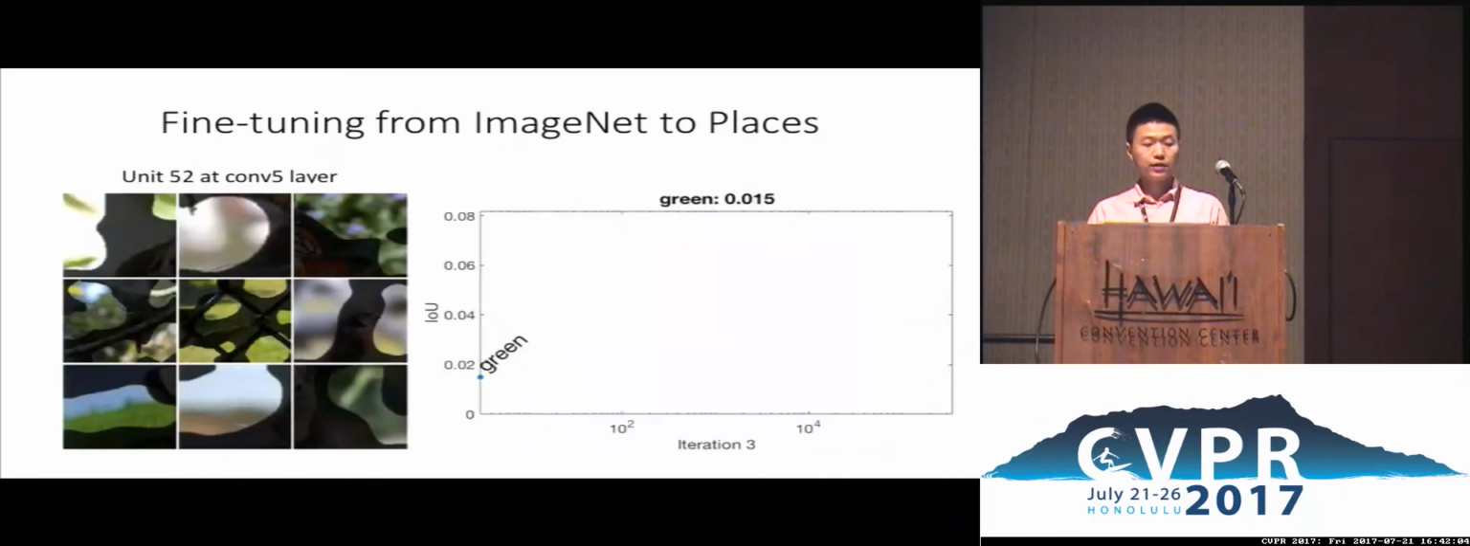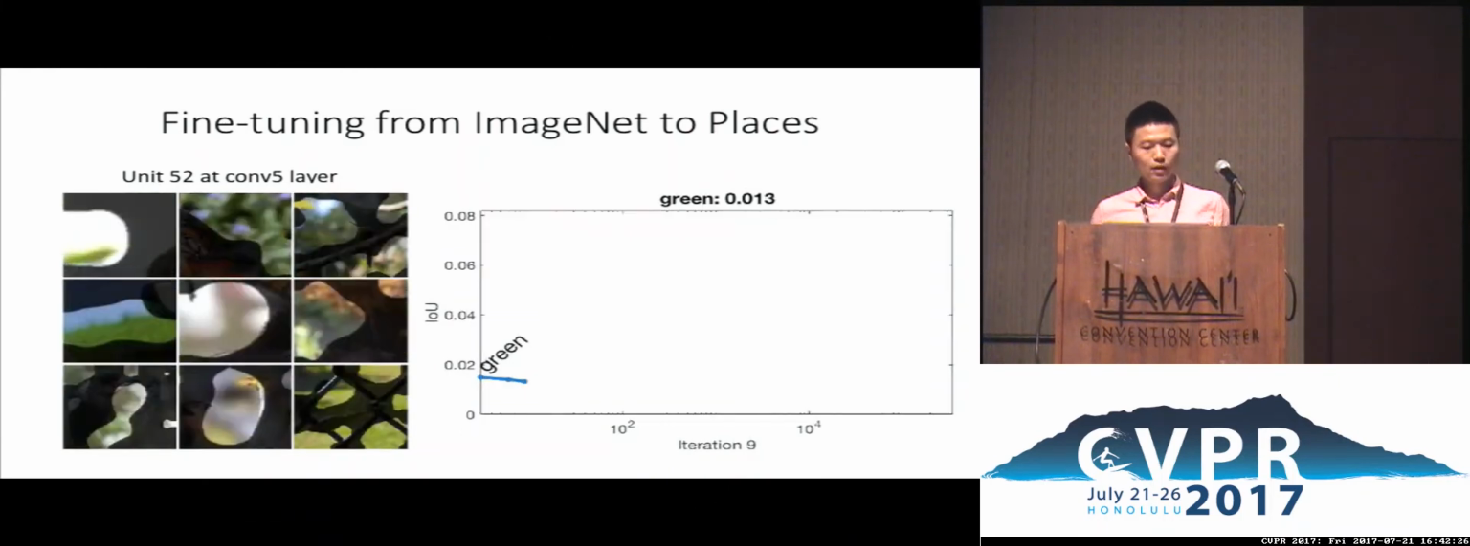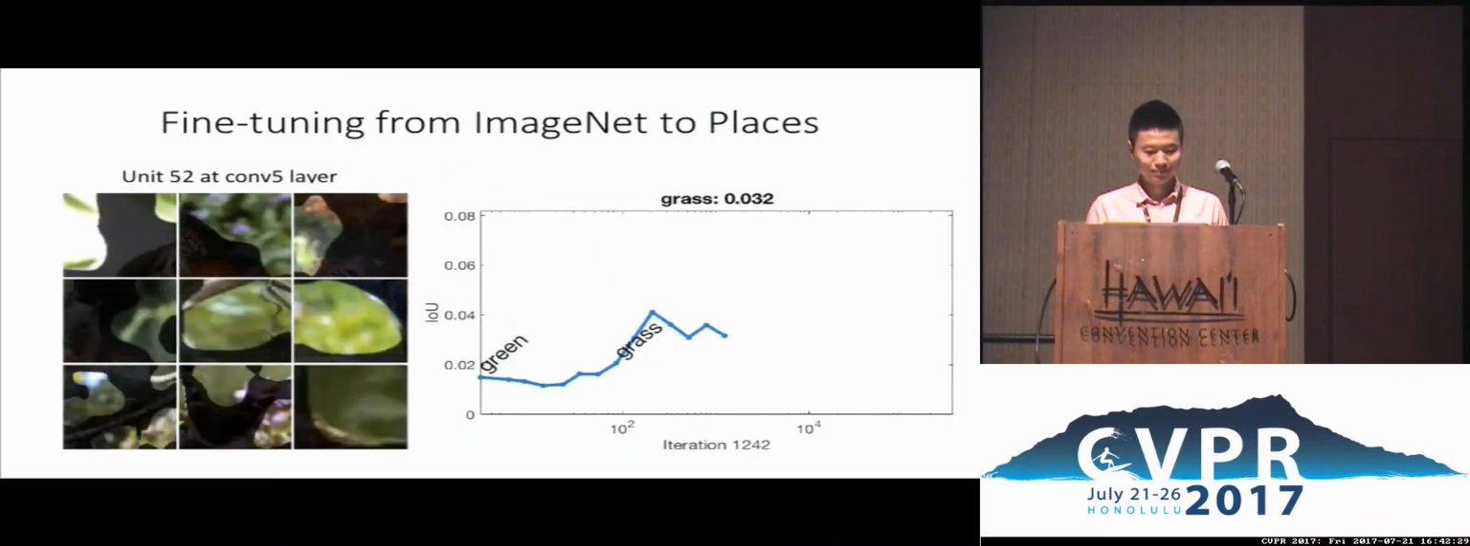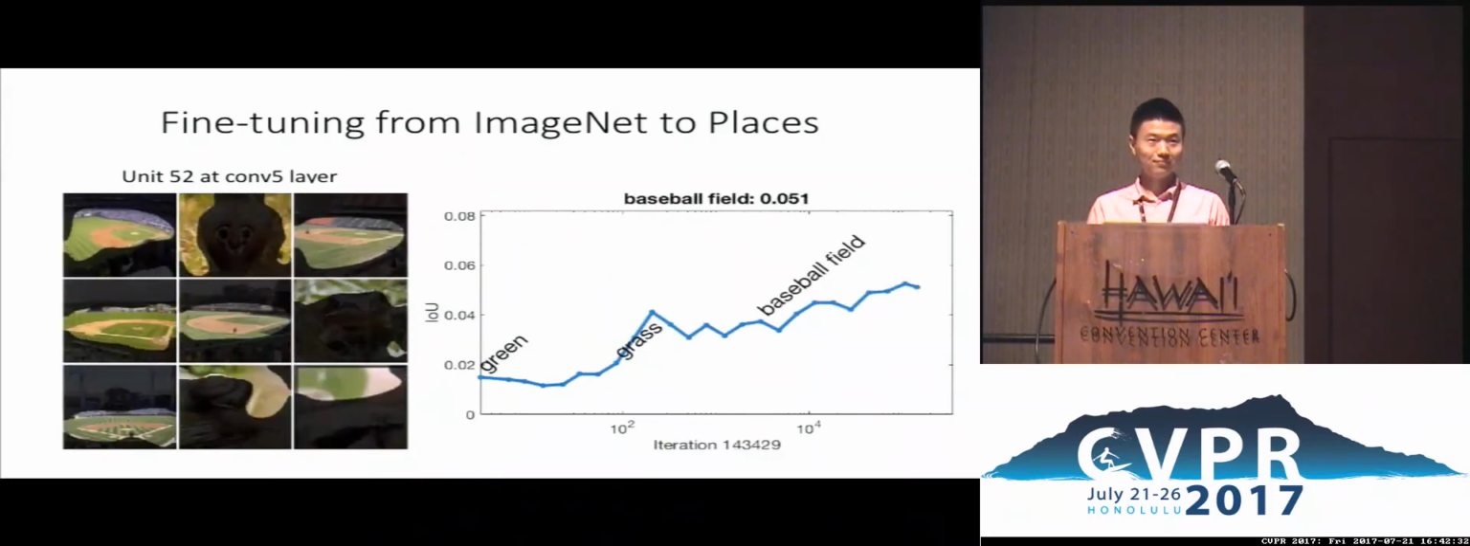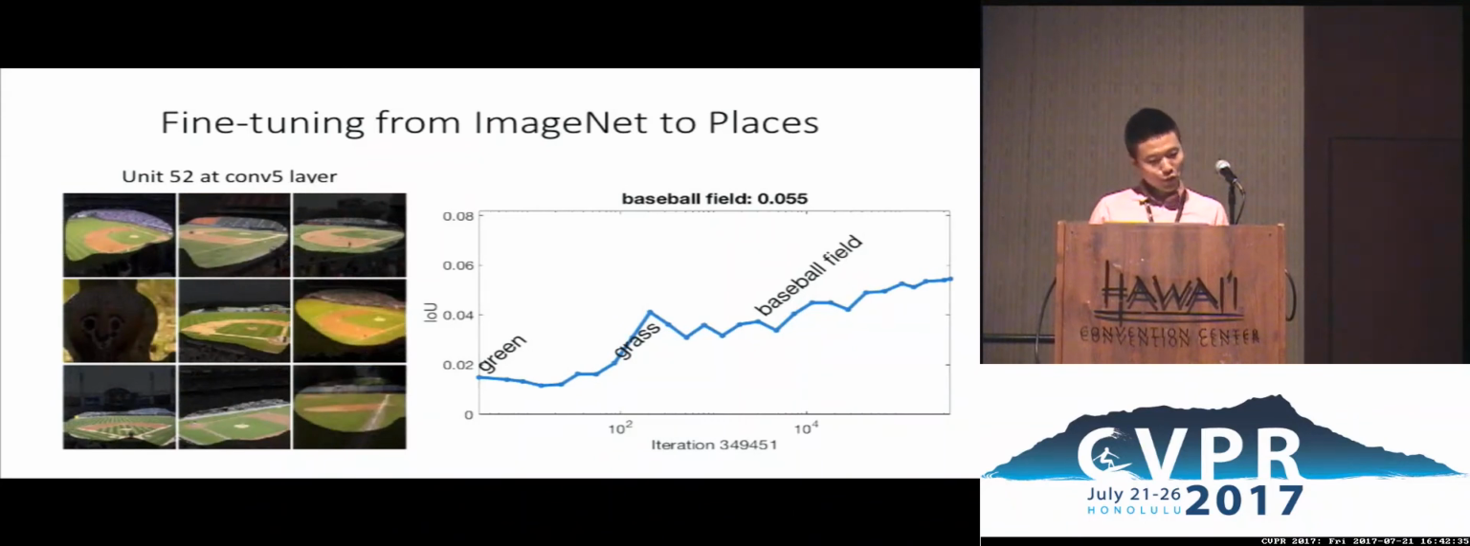Here we take a look at another unit, unit 52 at the conv5 layer. At the beginning, this unit is just a green concept detector. It detects those bluish, blurry green patterns. We fine-tune this AlexNet, trained on ImageNet, to Places, and see how this unit mutates from one data source to another. You can see how it changes. This unit starts from the green pattern, then mutates into a grass detector, then finally converges as a baseball field detector.